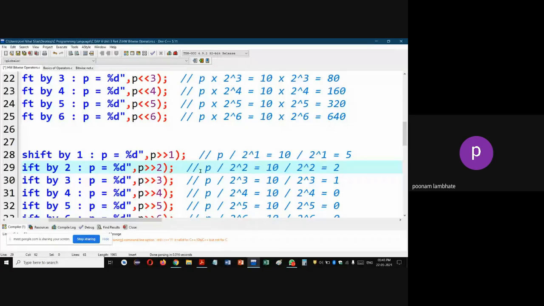So if I shift towards the right by 2, 2 raised to 2, 10 divided by 4 is 2. That's just now we got the quotient 2. Okay, when you do division you get quotient, when you use modulus you get remainder. Then for shifting towards the right by 3, 10 divided by 2 raised to 3. So 2 raised to 3 is 8. 10 divided by 8. 8 ones are 8. Okay, stop there. Now next, P divided by 2 raised to 4, that is 16. So 10 divided by 16.